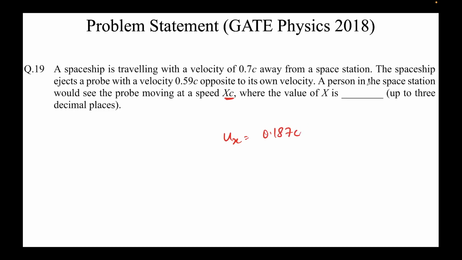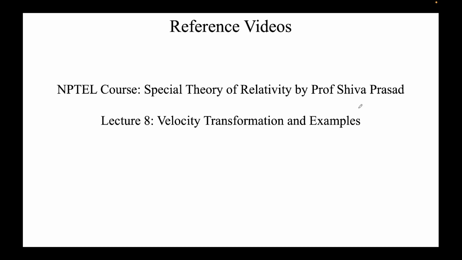Note that this is the velocity of the probe as seen by the person in the space station, meaning the velocity of the probe with respect to the space station, which is given as xc. c and c get cancelled, so I get x as 0.187. It's up to 3 decimal places, so I can write it as 0.187. So that's our answer. Thank you for listening.